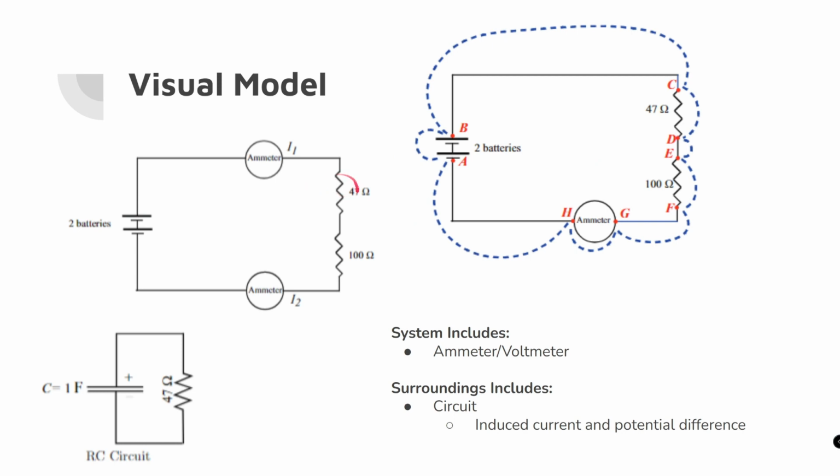So our visual model here is our 2 resistor circuit. Here is our RC circuit. And then for part 3, when we measured change in voltages across different components, that's our model here. So our system includes the ammeter/voltmeter depending on what we're doing, and then our surroundings include the circuit and thus the induced current and potential difference.